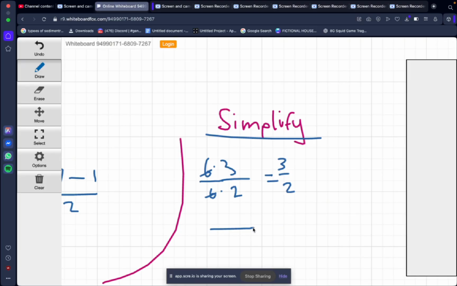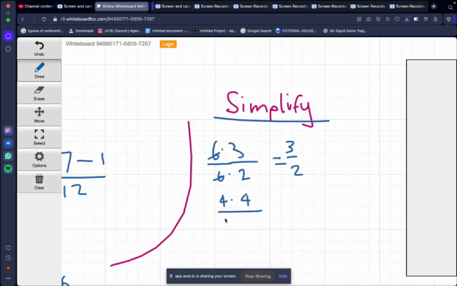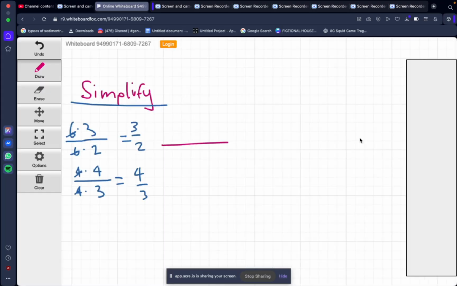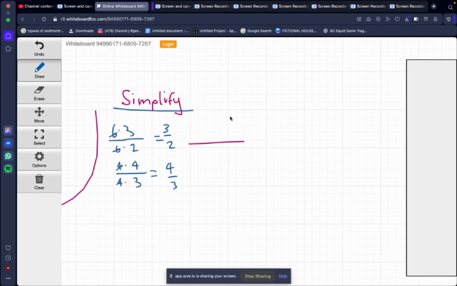Next, what you have to do is 4 times 4, because that's what gets you 16, or 4 times 3, which is what gets you 12. Cross both numbers off and you just get 4 over 3. In conclusion, what you get after you simplify is either 3 over 2 or 4 over 3. So therefore, that is our final answer.